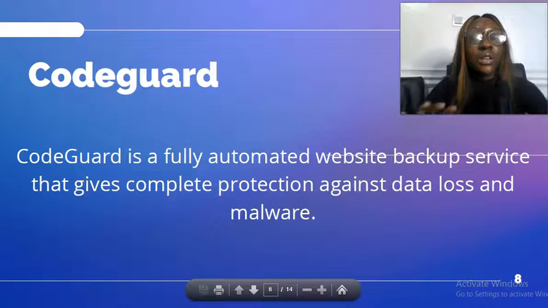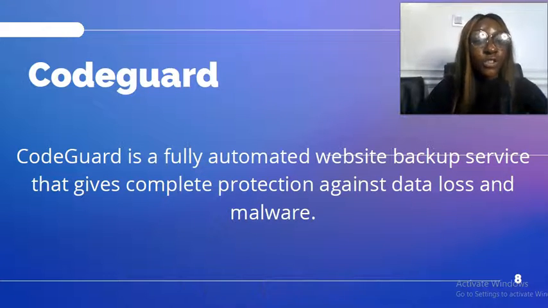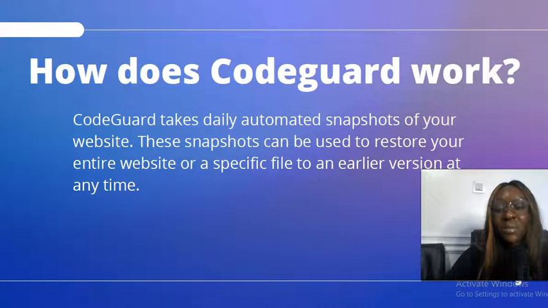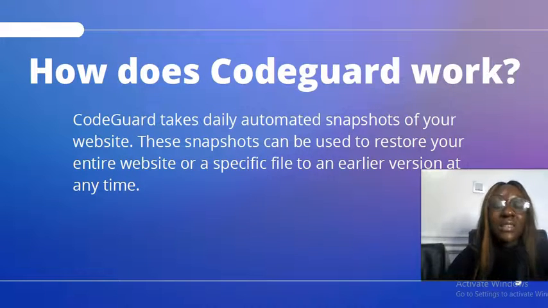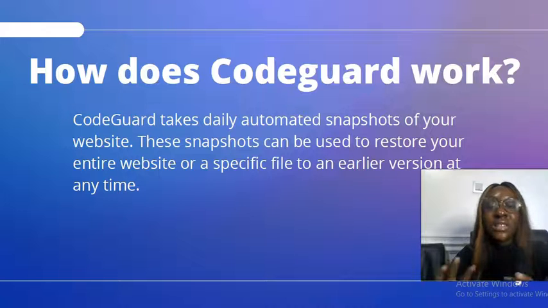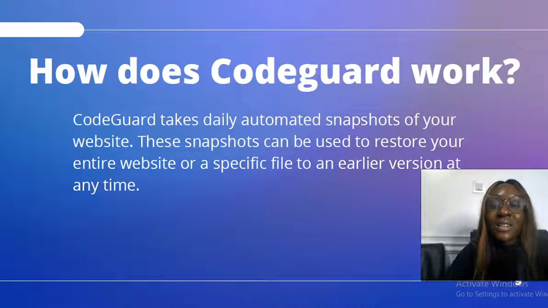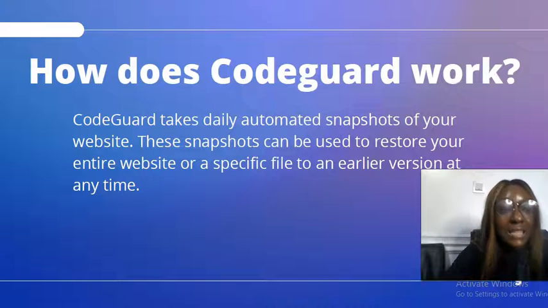CodeGuard is a fully automated website backup service that gives complete protection against data loss and malware. So what does that mean? It means that CodeGuard takes automated snapshots of your website. These snapshots can be used to restore your entire website or a specific file to an earlier version at any time. So for CodeGuard, you can have multiple backups and one does not override the other.